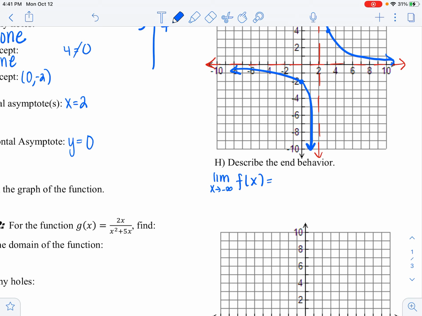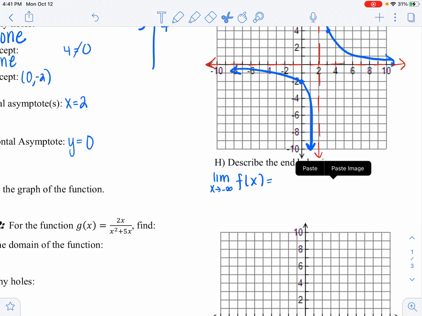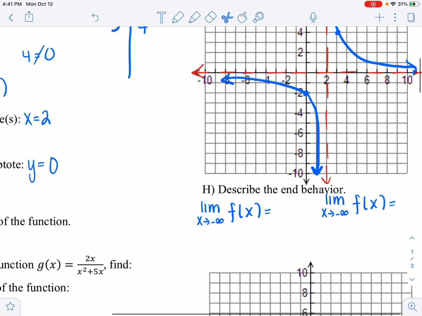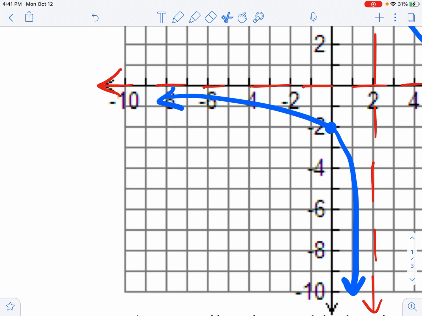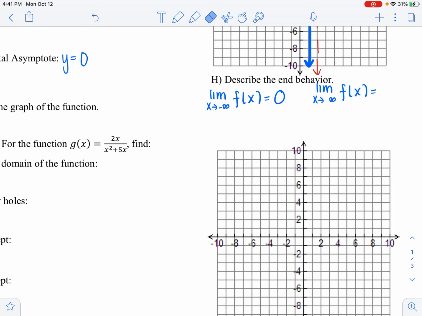So as my x values get smaller and smaller and smaller, what's happening to my y values? They are leveling off, right? They are leveling off, and where are they leveling off at? They're leveling off at 0. So I'm going to say that the end behavior here is 0. Notice I copied and pasted because I just wanted to save a little bit of time right there.